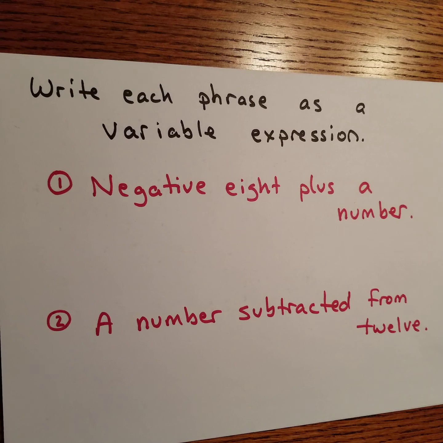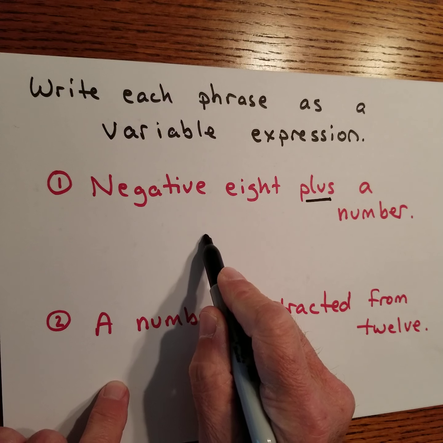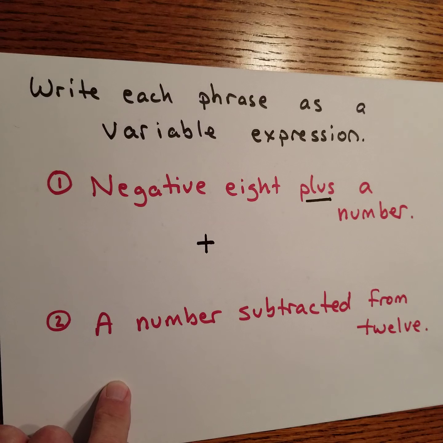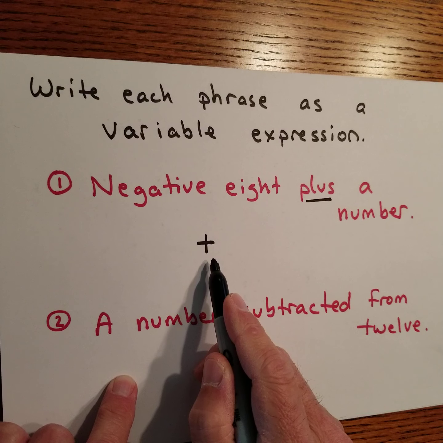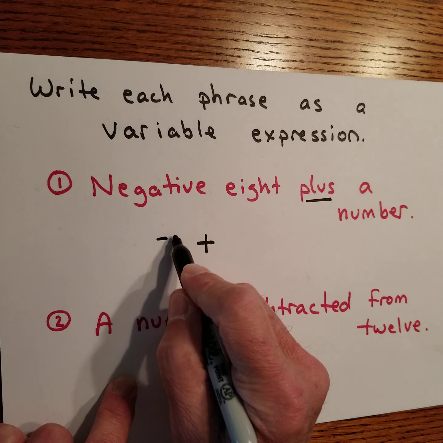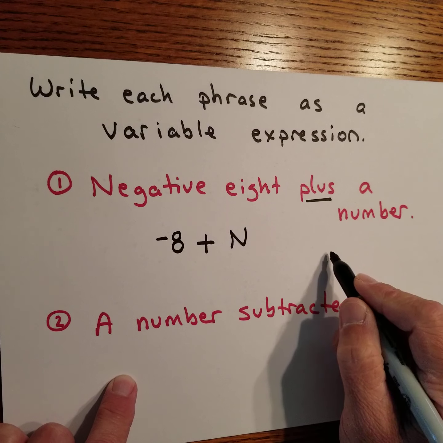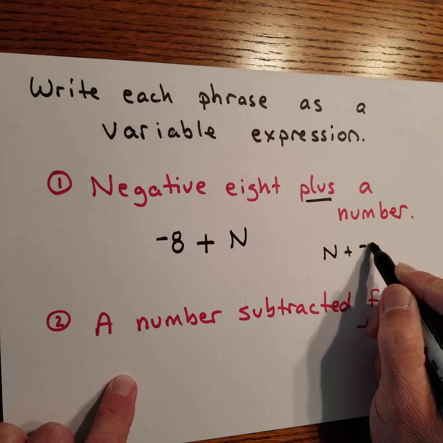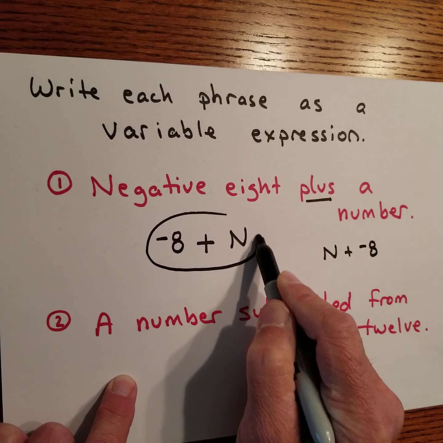plus a number? Well, what's our math word here? I see the word plus. I know plus means to add. What am I adding together? I'm adding together -8 and a number. And when I add, the order I add in doesn't matter. I can either write -8 plus a number, or I can write a number plus -8. Either one is correct.